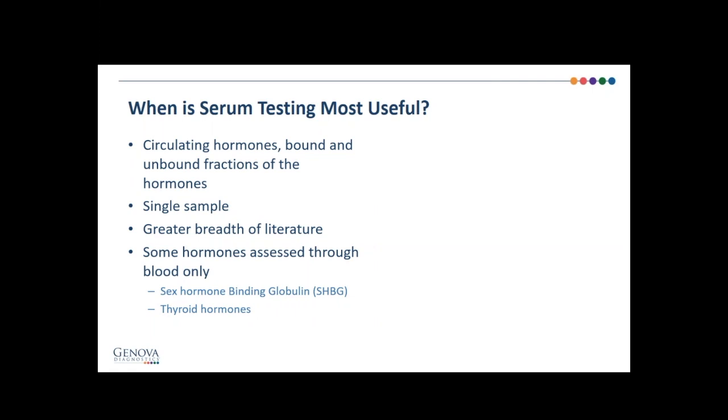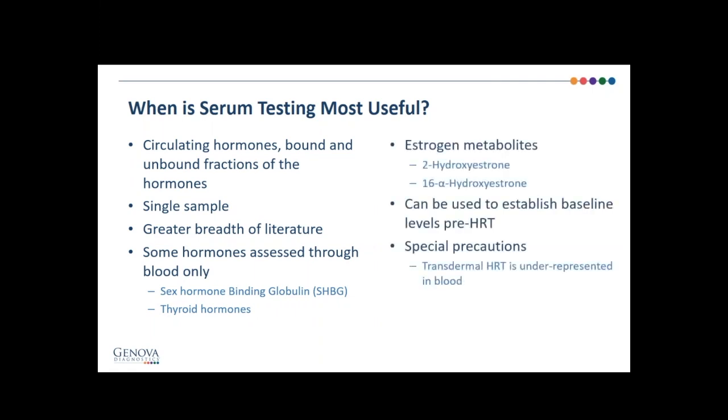Some hormones are assessed through blood only. So if you want to look at sex hormone binding globulin specifically, you need to do that in a blood test. If you want to look at thyroid hormones, there are other options, but really your gold standard will be thyroid hormone testing through blood.